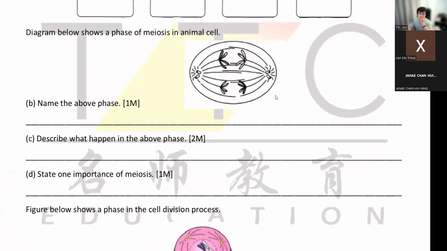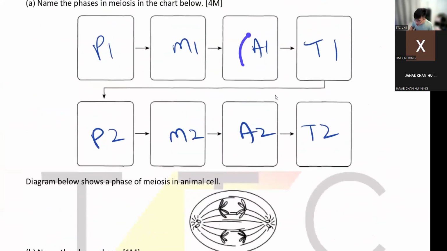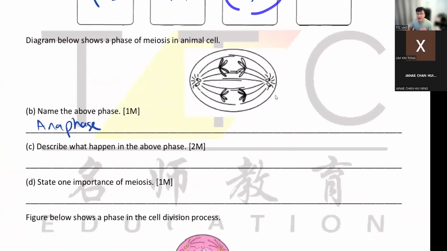Okay, let me teach you how to see. You see they are splitting? Can you see they are splitting? Whenever it's splitting, what phase is that? Yes, very good. So that's your ana phase. And our meiosis has 2 ana, right? Ana 1 and ana 2, right? Is this ana 1 or ana 2?